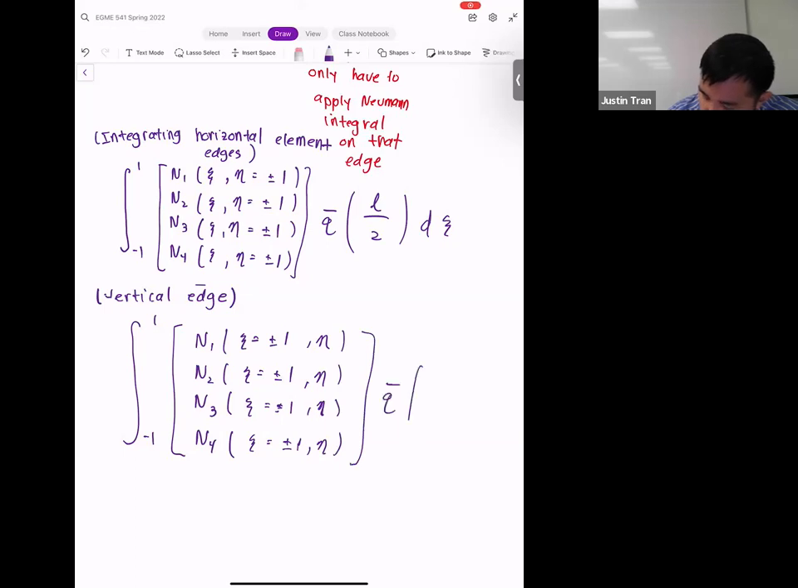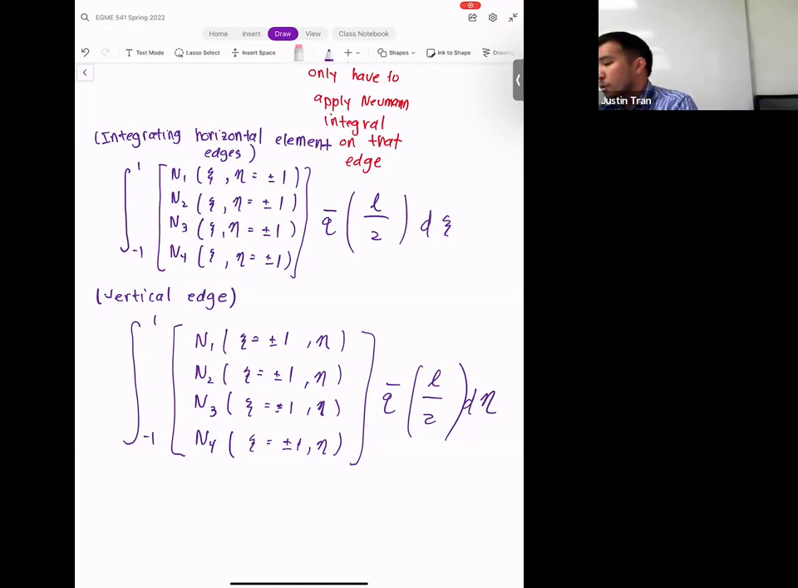Then we have q bar, L divided by 2, and we're integrating over eta, just like that. And so that's how we evaluate those integrals. We're only evaluating on one edge at a time, and we take advantage of the fact that our element is actually a square. When we evaluate on one edge, we're just going in either the vertical direction or the horizontal direction, and that makes it a bit easier to evaluate our integrals.